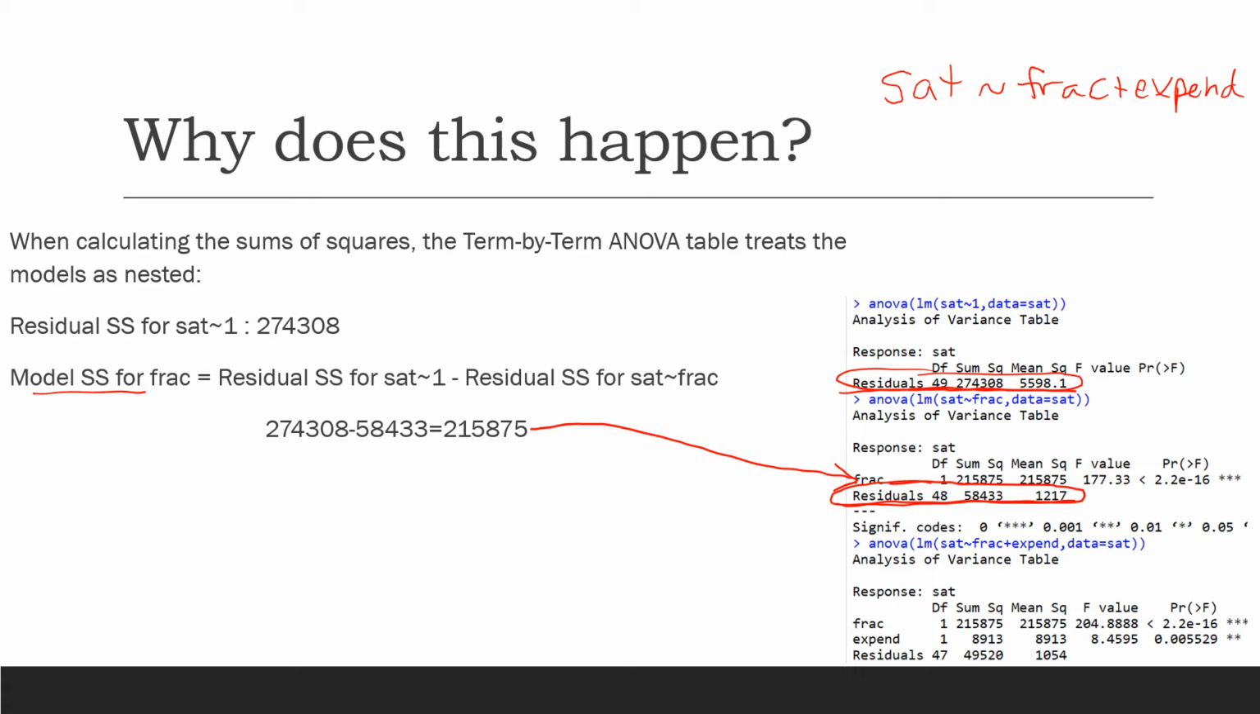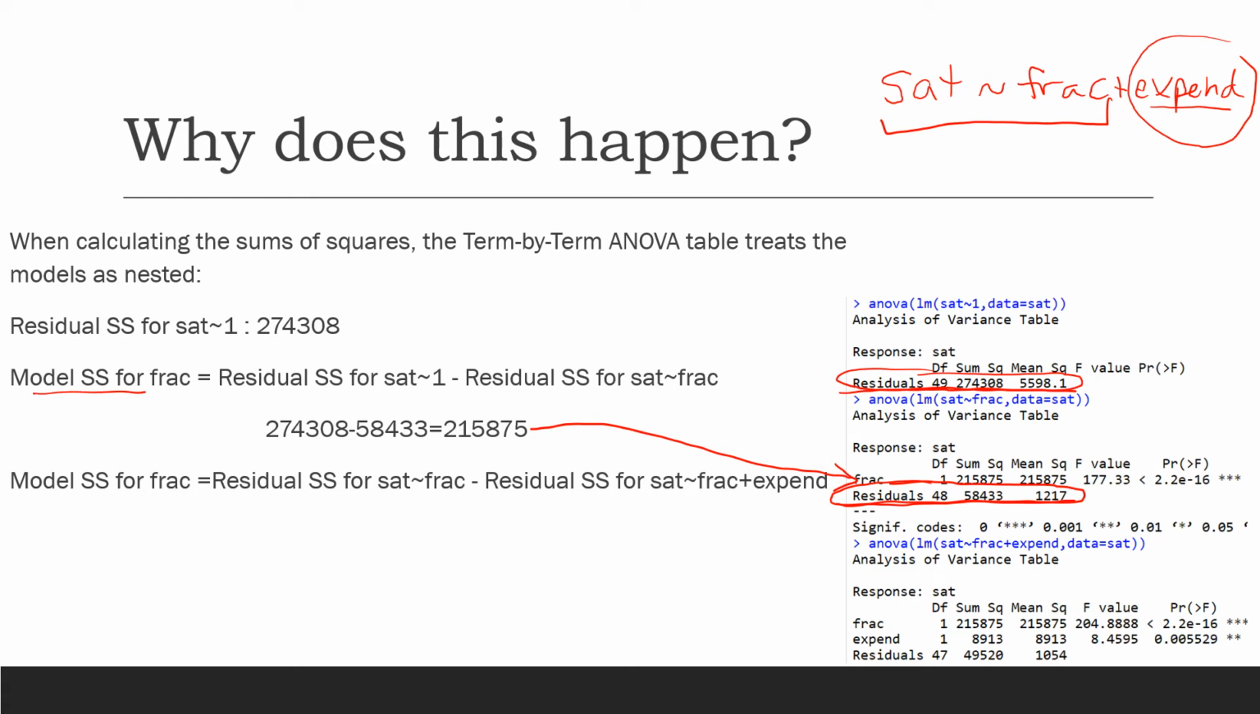So this is different because remember before it was saying, okay, how much further were the residuals being reduced by adding frac to a model that already had expenditure in it. But now I'm adding frac to a model that has no explanatory variables in it. And so the sums of squares that are attributed to it are different. And the same will be true here. As I put in expenditure, the sums of squares that are going to be attributed to expenditure are going to be, okay, how much smaller are the residual sums of squares compared to the model that included frac? So we take the sum of squares for the model that had frac in it, and we subtract off the sum of squares residuals here for the model that had both frac and expenditure in it. And it gives us a change between these two models in the residual sums of squares of 8,913, and that is what's attributed to expenditure.